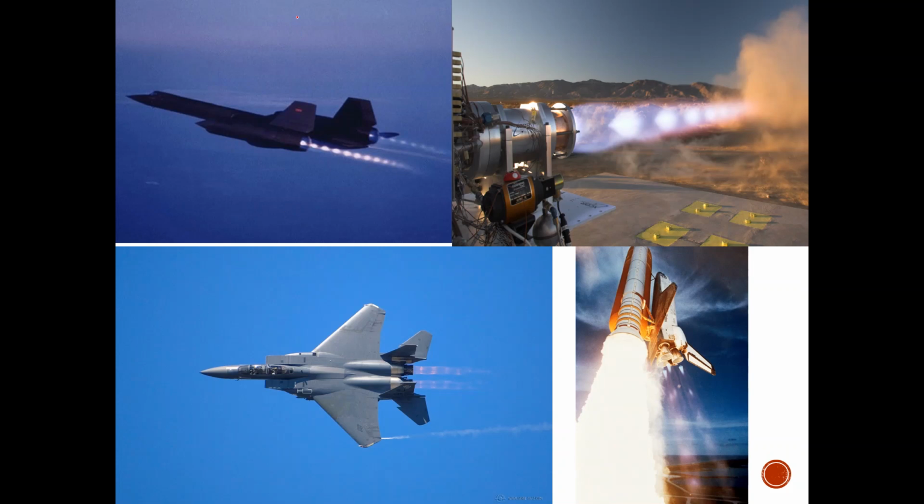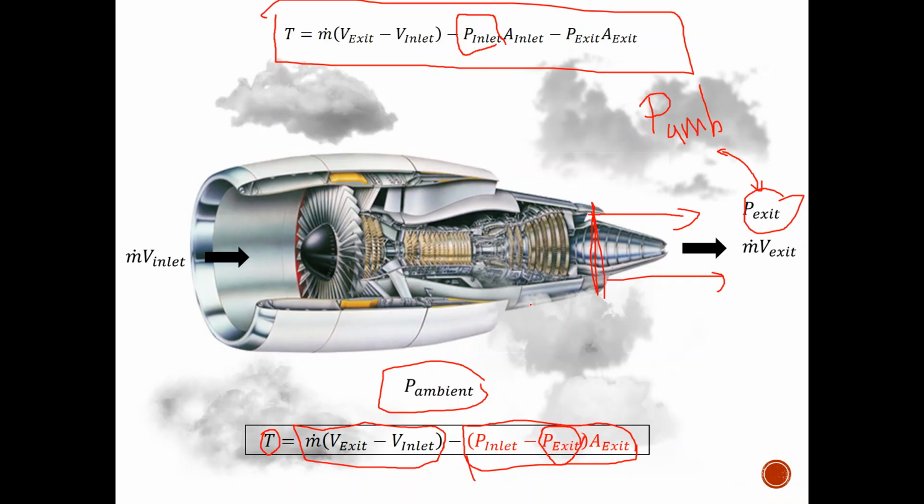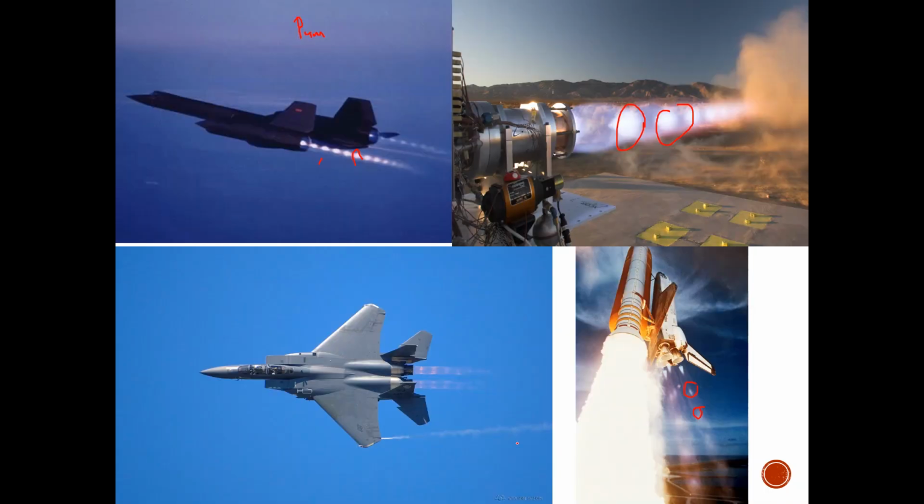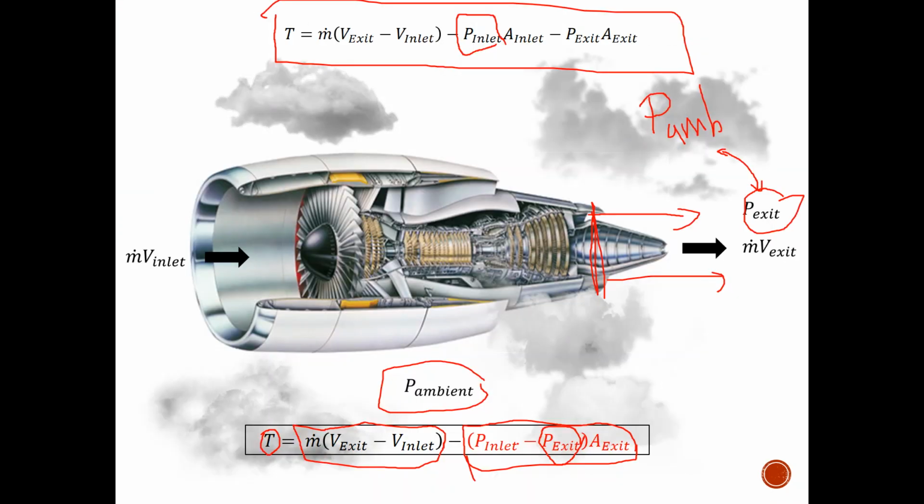If your atmospheric ambient pressure is greater than the exit pressure, you will actually see what are called shock diamonds. So you'll see here, these are all shock diamonds coming out of the SR-71, the rocket, the F-15, and even the space shuttle. You've got the shock diamonds. But as the rocket climbs in altitude, as you saw in this video, your ambient pressure goes down a lot.